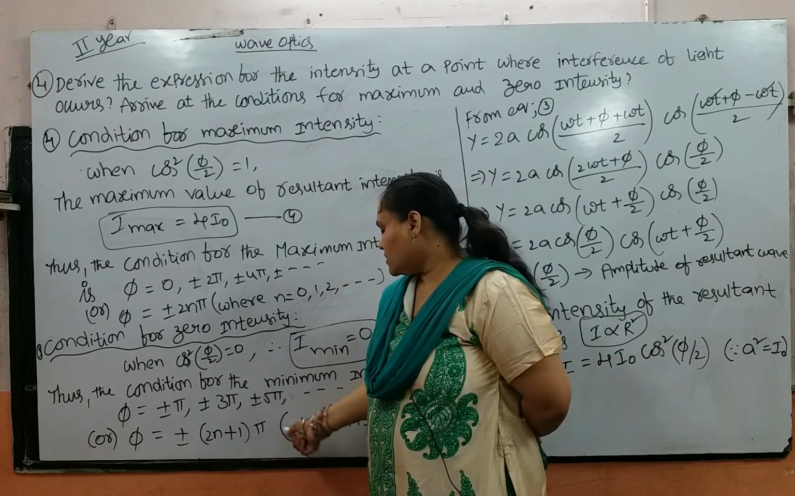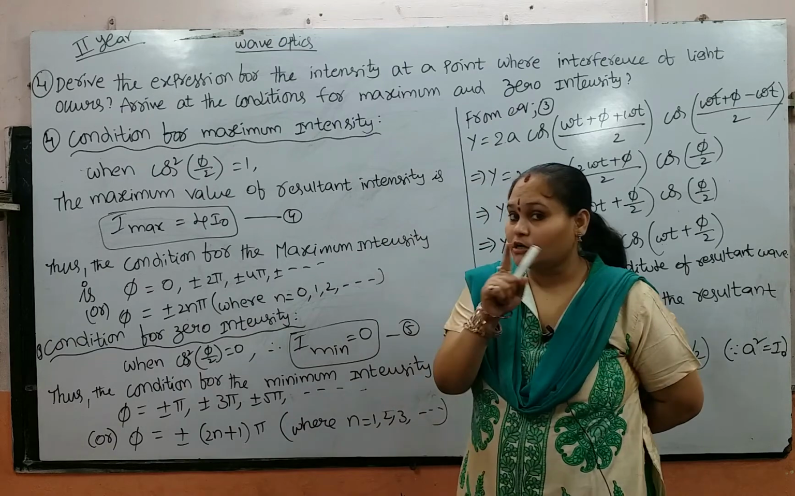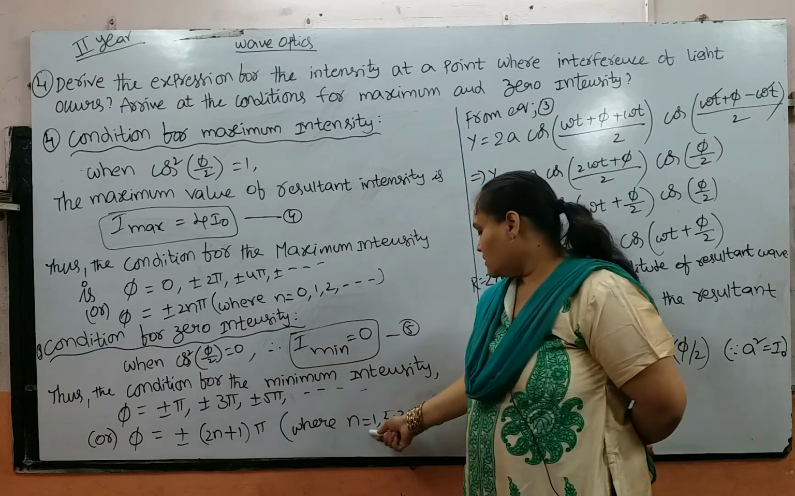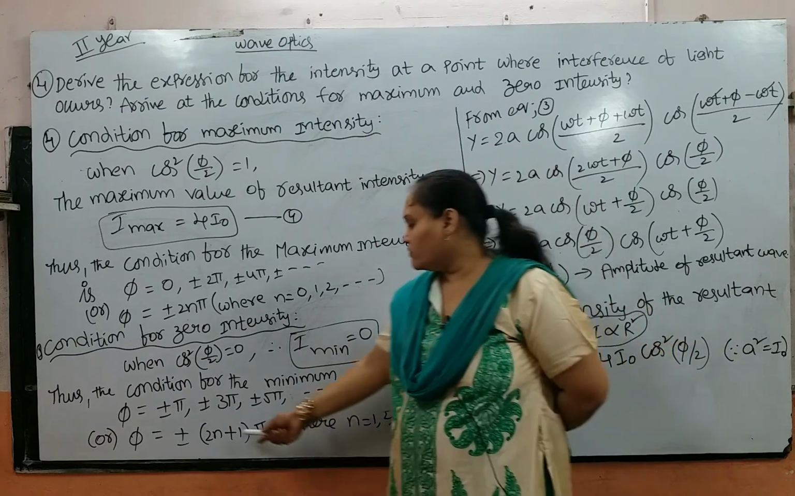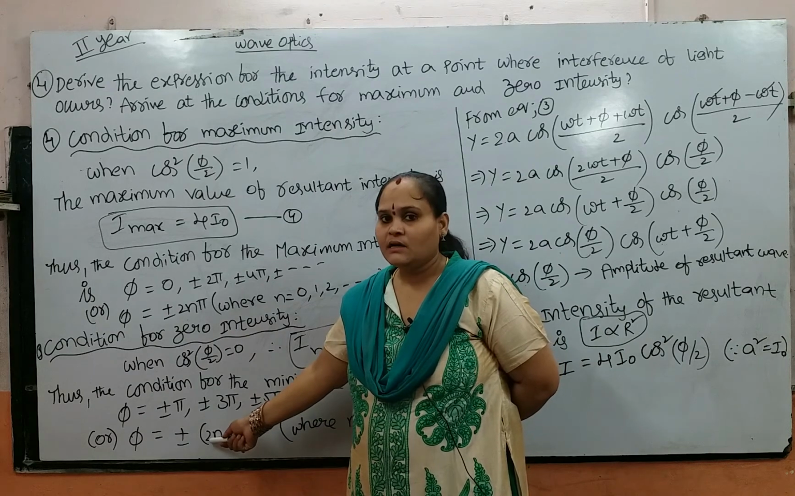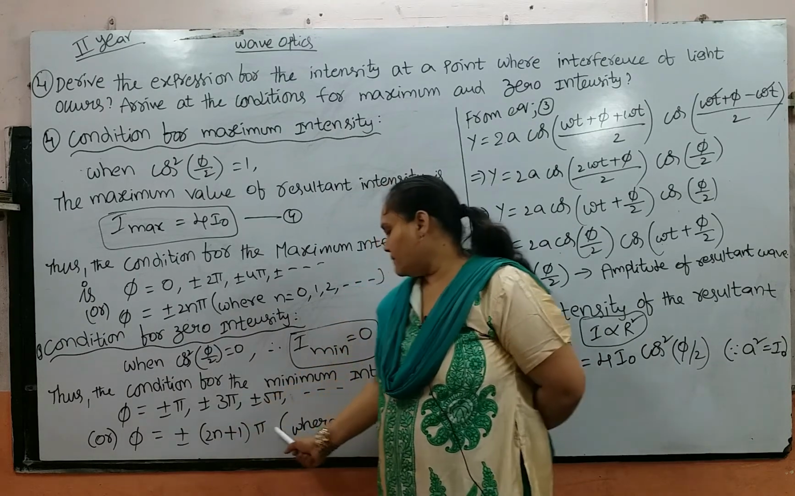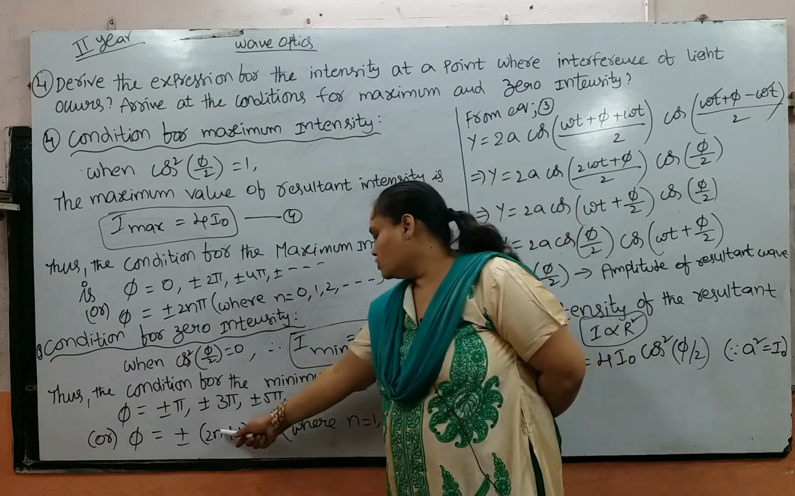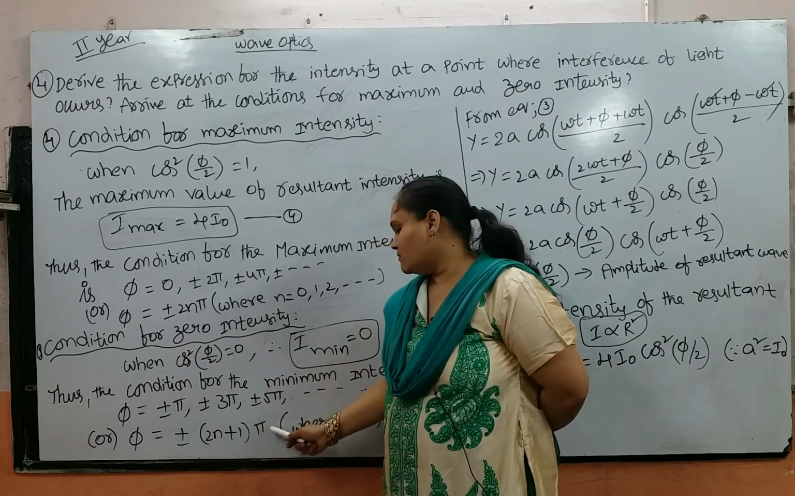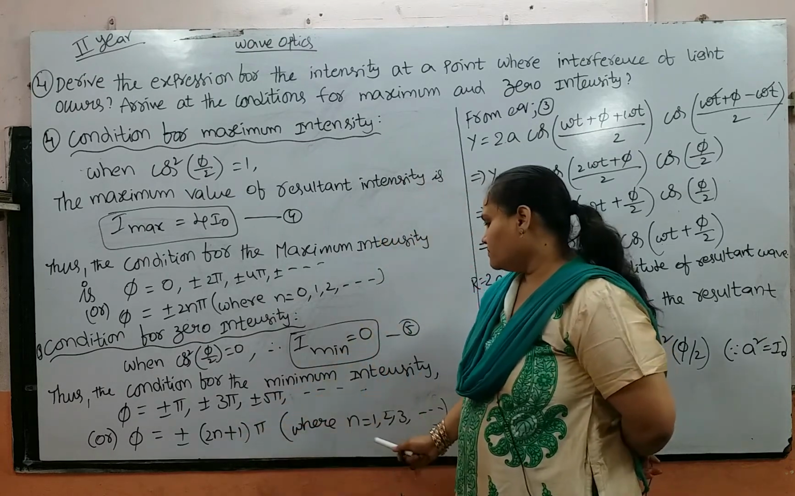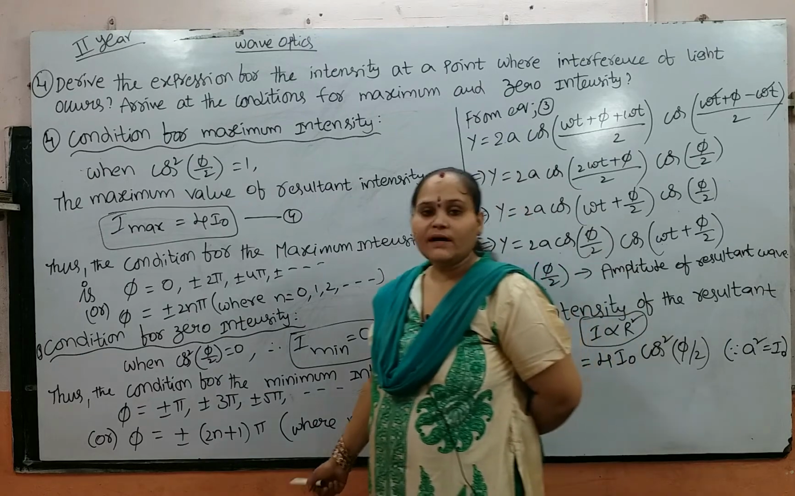So for this, phi can be taken as plus or minus (2n plus 1) into pi. Now substitute n equal to 0, 1, 2, 3 and so on. For n equal to 1, 2 ones are 2 plus 1, 3 pi. For n equal to 2, 2 twos are 4 plus 1, 5 pi. Now this is the value for minimum intensity.